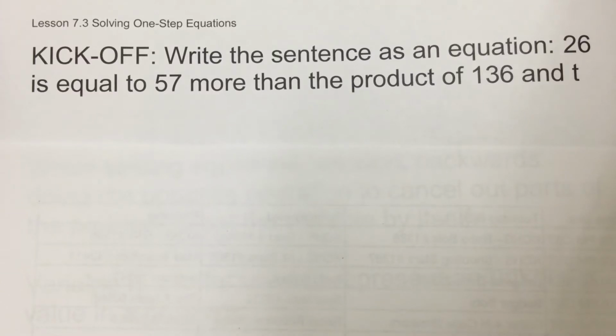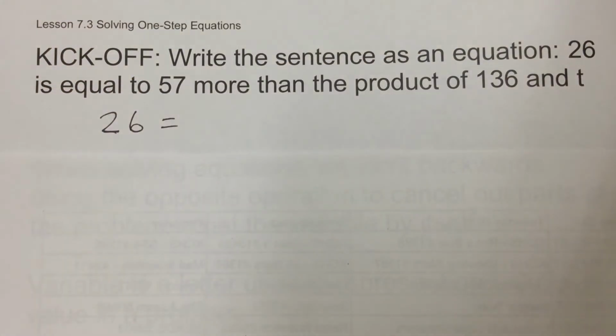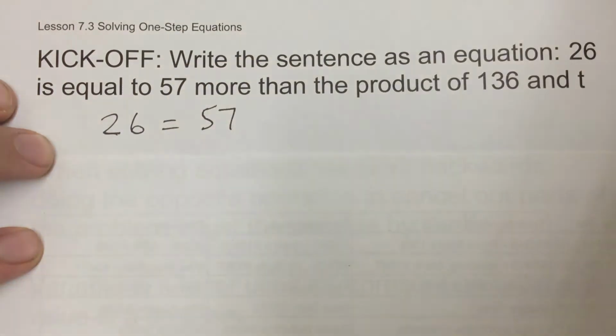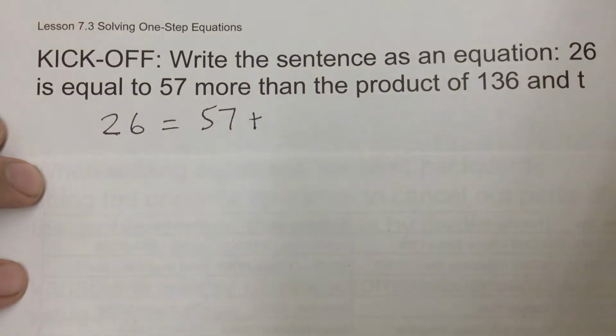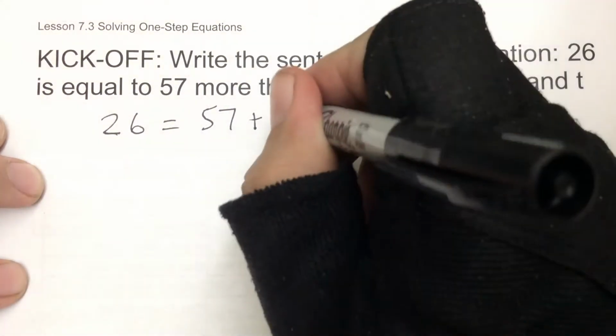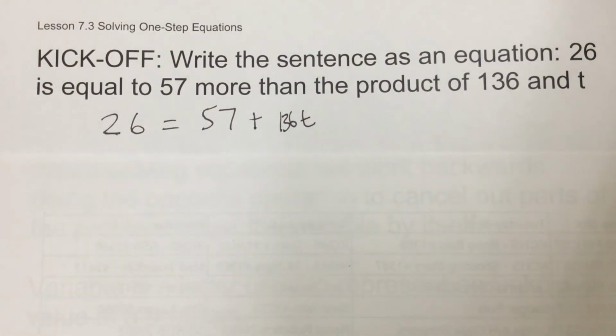All right. So continuing on dealing with equations, but before we do that, we're going to write out this equation: 26 equals. So remember, "is" is that keyword for equal. Now here they give it a little more obviously, where it's equal to 57 more than. More than is that clue word for plus. And the product of 136 and t. So 136 and t. Product means times, so we're going to multiply those. And the more than means we're going to add it to that 57.